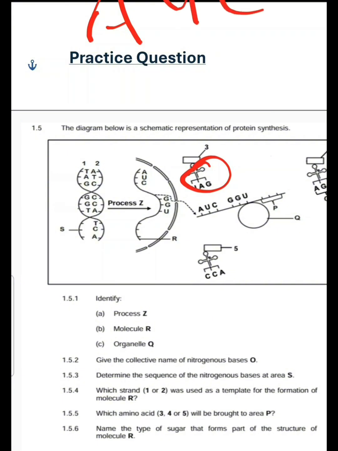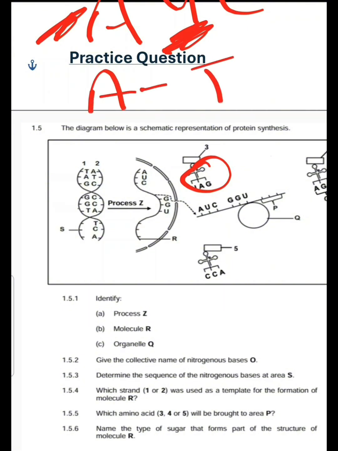You might ask me, of course uracil goes with adenine, but why didn't adenine go with thymine? Why did adenine not go with thymine, but went with uracil? It's because only on DNA does it go with thymine. In mRNA, tRNA and rRNA, adenine always goes with uracil.